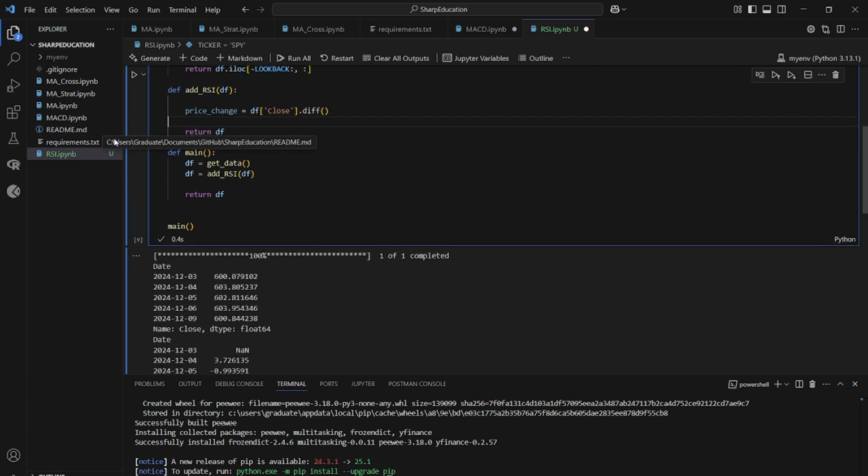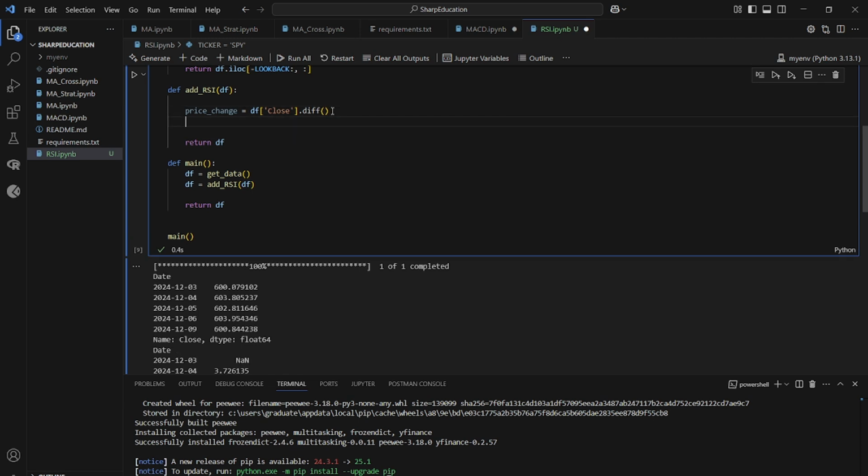We can get rid of this. That was mostly just to what is known as debug, or show you what's going on in the middle of your function. From there, we need to separate the gains and losses. So when price changes are positive, we need to group those, and when price changes are negative, we need to group those in a separate list.